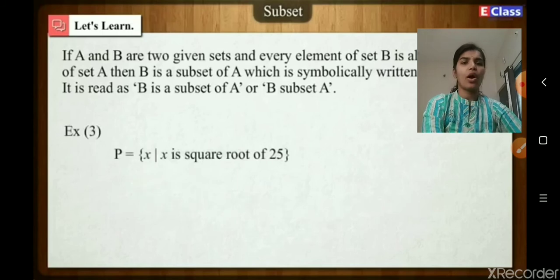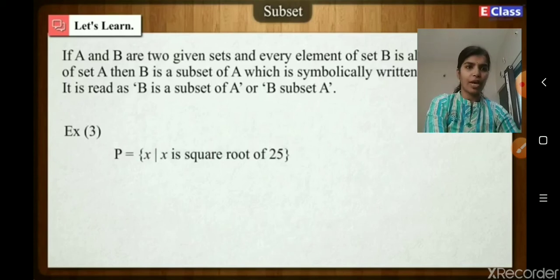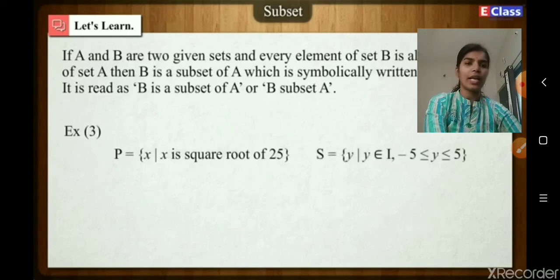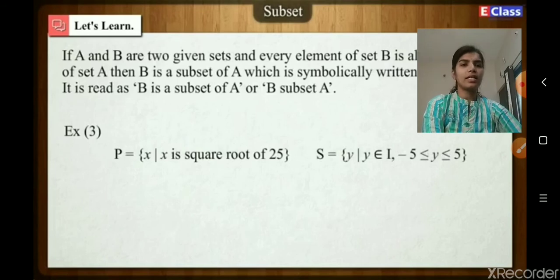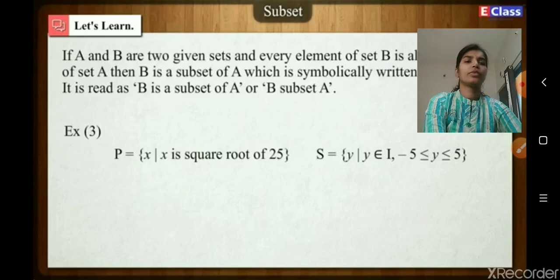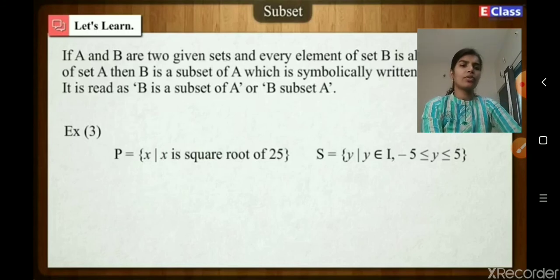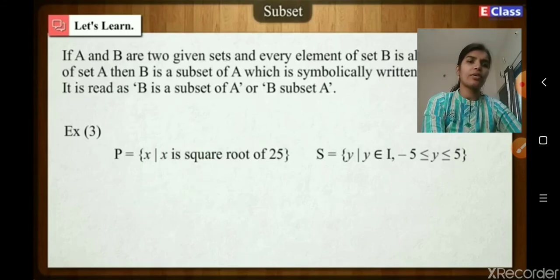P is a set of all x such that x is a square root of 25. That means whose square is 25? You know that it is 5. So in our set P we have the one element 5. Then we see the second set. S is a set of all y such that y belongs to the integers and minus 5 is less than or equal to y, less than or equal to 5.